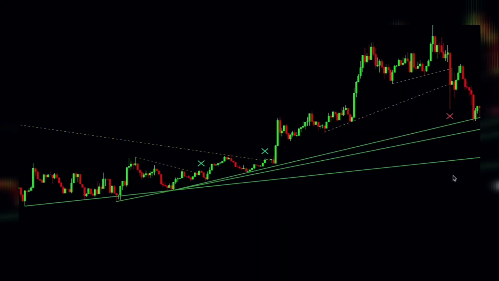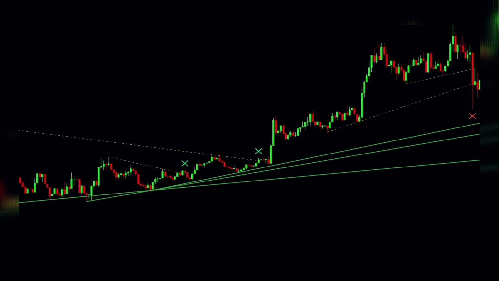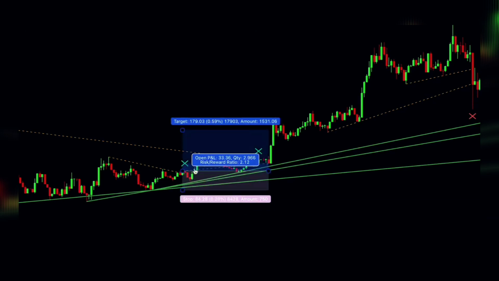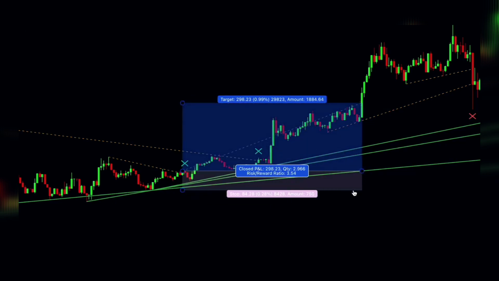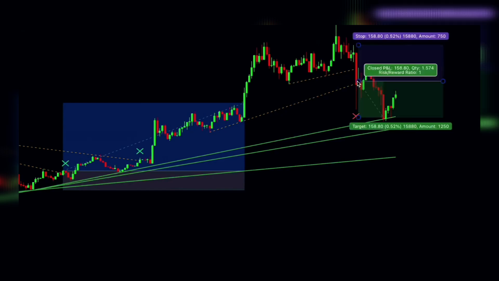There are several strategies you can use with this indicator. For instance, you can buy when an upward trend line is breached, signaling strong bullish momentum. Check out these recent buy signals. The timing was spot on. On the flip side, you can sell when a downward trend line breaks as shown here.